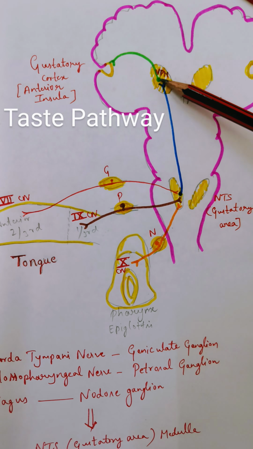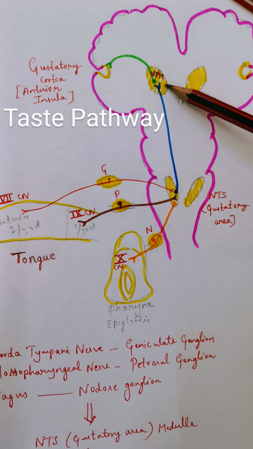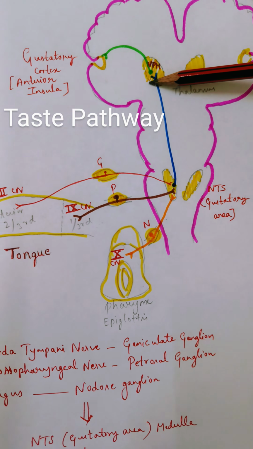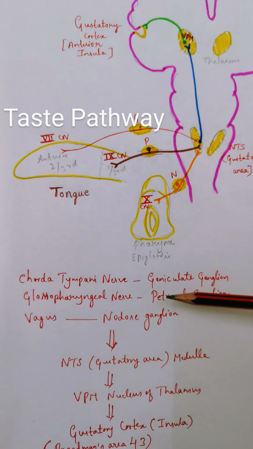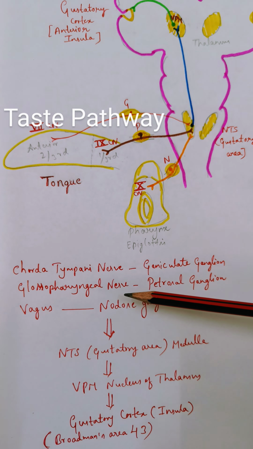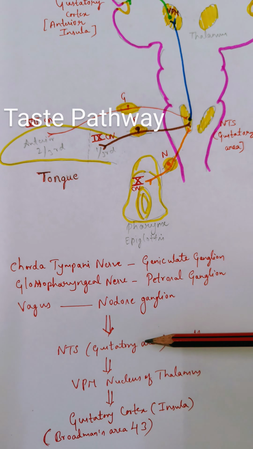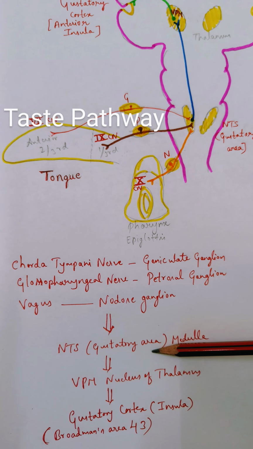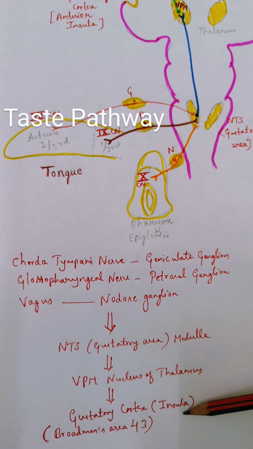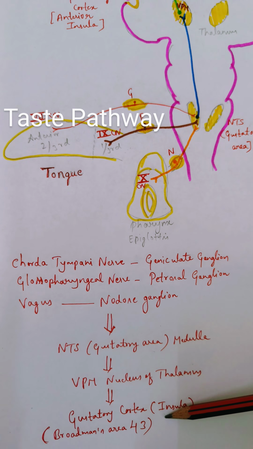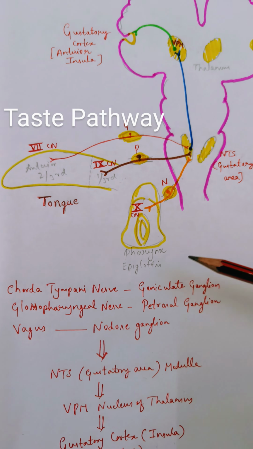Which nuclei? VPM nuclei, ventroposteromedial nuclei of thalamus. From there, the third order neuron arises and then goes to the insular cortex. You can see the pathway here. Chorda tympani nerve, glossopharyngeal nerve, vagus nerve, they all end in the nucleus tractus solitarius gustatory area. From there, VPM nuclei of thalamus then goes to gustatory cortex, otherwise insula, area number 43.